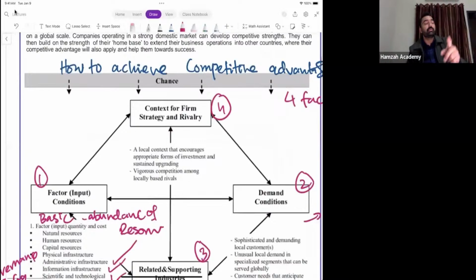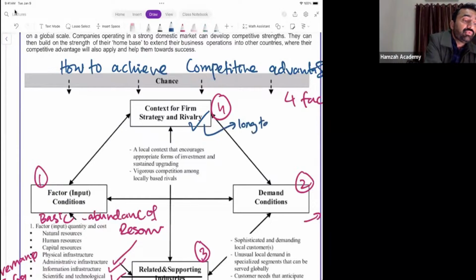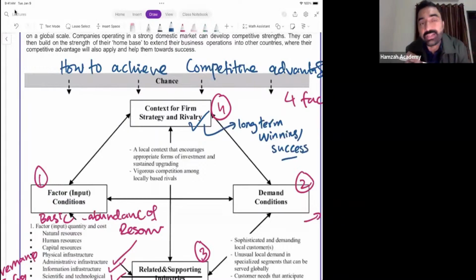Number four is firm structure, strategy, and rivalry. What does this mean? It means that not only are the other factors required, but one more factor is whether there is competition between the companies or not. If there is competition, that is called rivalry. If there is rivalry, then the companies will compete with each other. So the more rivalry, the more intense the competition, and they will be more focused on long term strategies. High rivalry leads to long term winning, long term success. So they will develop strategies that help them win in the long term.